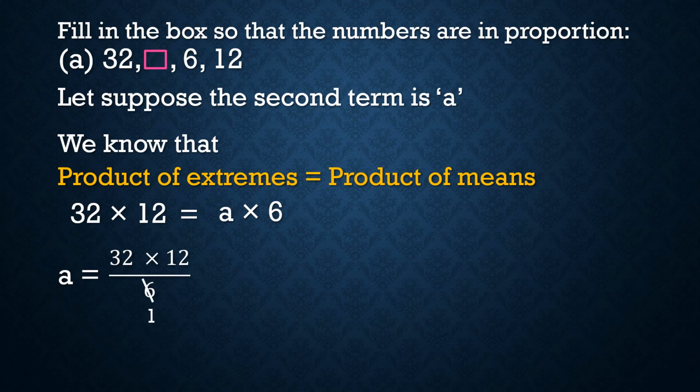So divide. 6 1s are 6 and 6 2s are 12. Now do the multiplication. 32 2s are 64. So the value of A is equal to 64. So in the box we have to write 64. If you want to check whether your answer is right or wrong, put the value in product of extremes is equal to product of means. If both values are equal, it means your answer is right.